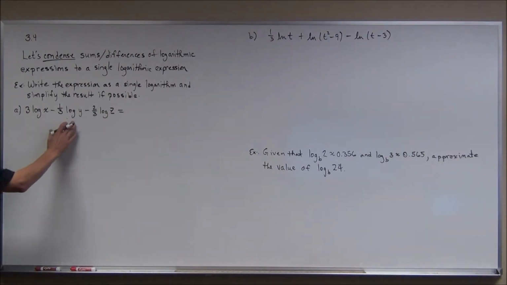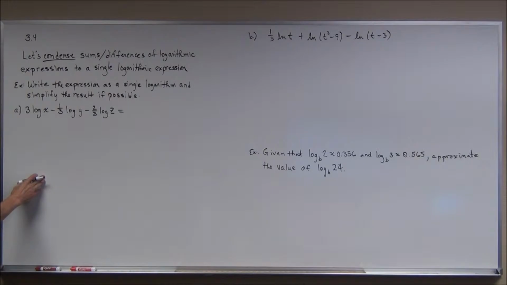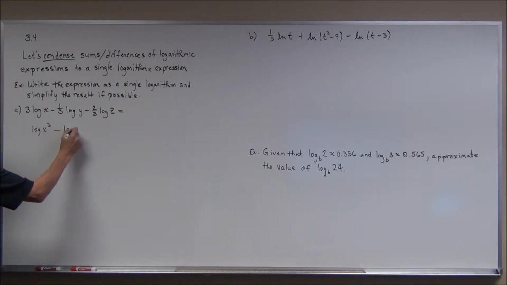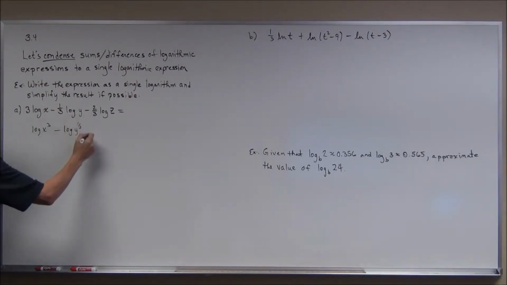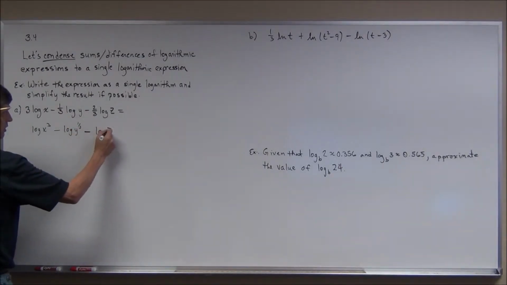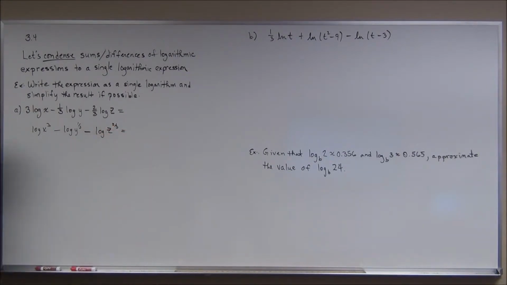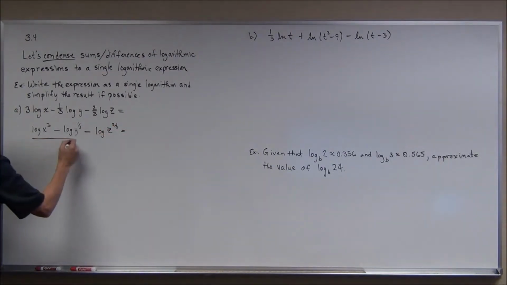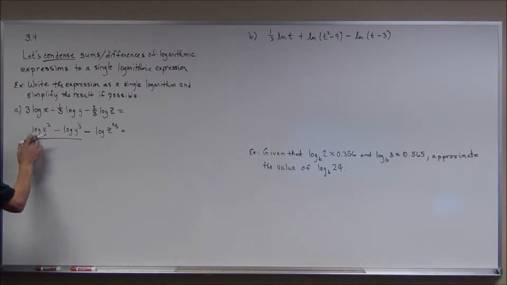Alright, so now I'm going to take each one of these expressions and use the power property first by rewriting this as the log of x to the third power minus the log of y to the 1/3 power minus the log of z to the 2/3 power. Now I'm going to go from left to right. Since we have a difference of the logarithms, I'm going to write this as a quotient using the second property: log, these are common logs, of x to the third divided by y to the 1/3.